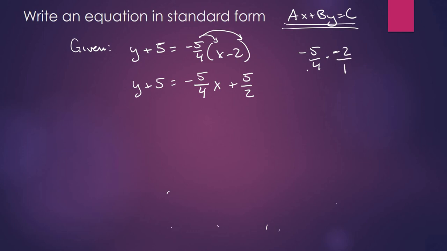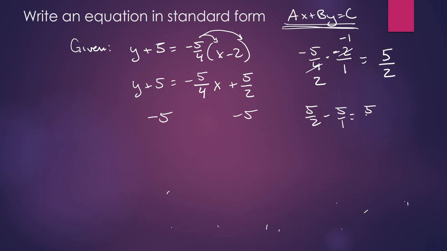Remember to put your 2 over 1. These 2 will simplify, -1 over 2, and I end up with a negative times a negative, which is 5 over 2. Okay? So I've done this much. Now keep in mind that in standard form, the variable terms have to be on the left and the constants on the right. So I'm going to subtract 5 from both sides. To do 5/2 minus 5, I need to write that as 5/2 minus 10/2, which is -5/2.